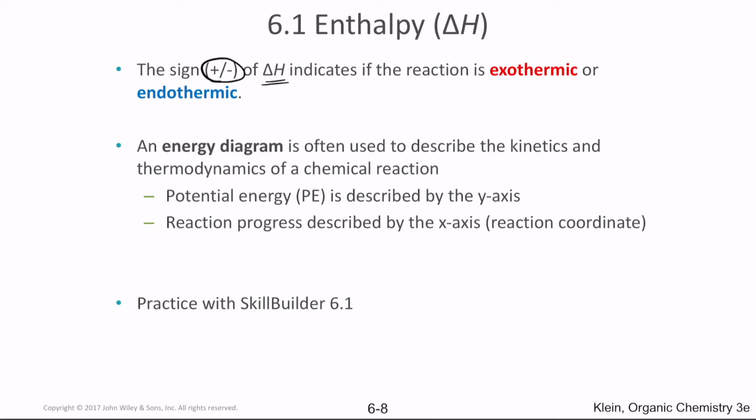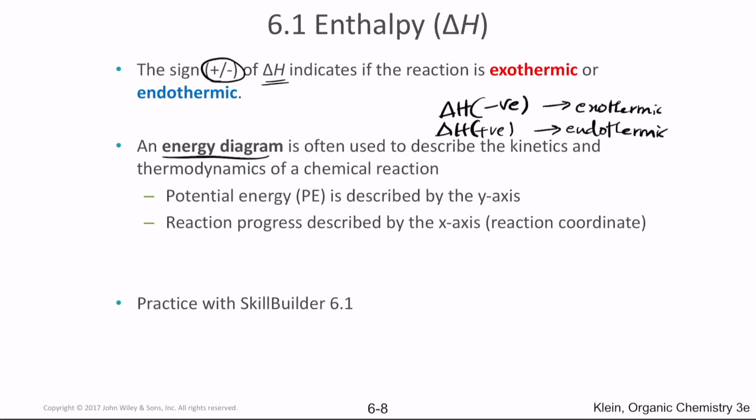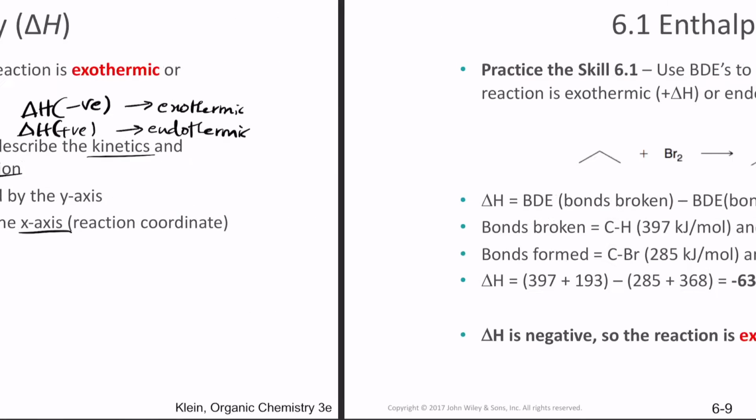So delta H is less than 0, delta H is negative for an exothermic reaction, and delta H is positive for an endothermic reaction. And this is best expressed by energy diagrams, and energy diagrams are most often the ones used to represent the kinetics and thermodynamics of a chemical reaction. Why? Because they have two axes, the potential energy on the y-axis and the reaction progression on the x-axis, which gives us an understanding of how enthalpy can be found.